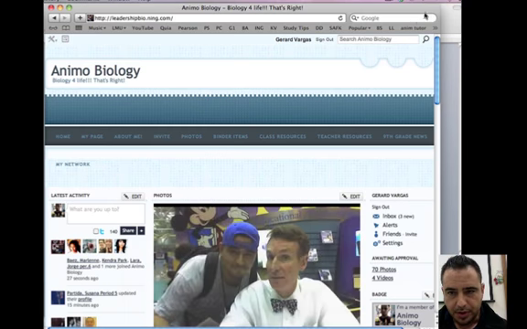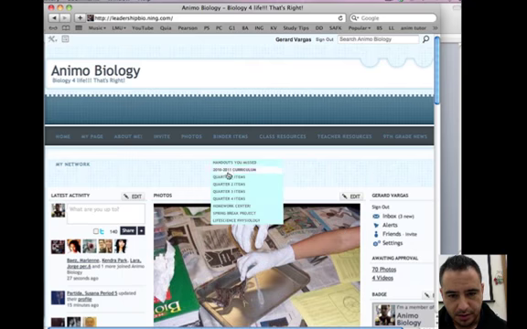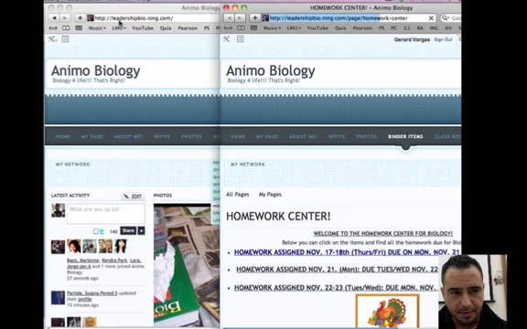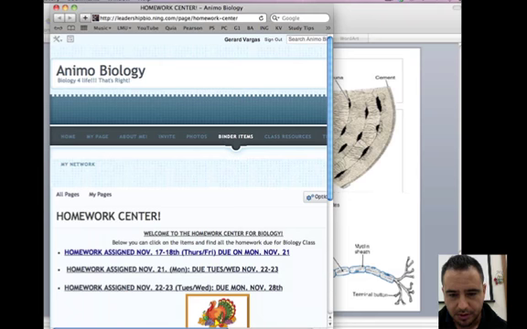Alright, so cell project research, I'll show you what the worksheet is in a bit. We'll first have to find binder items. You log on to leadershipbio.ning.com. Then you go to where it says binder items, and then you go down to where it says homework center. Click on that, and it'll take you to this page. It's called the homework center.